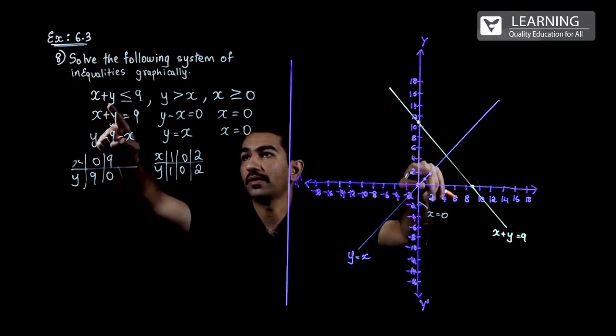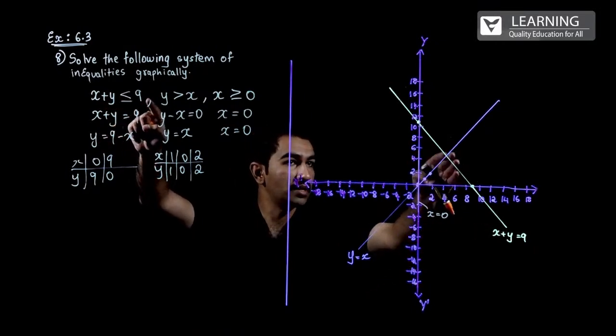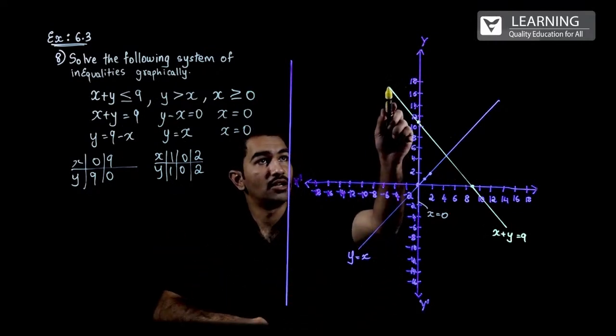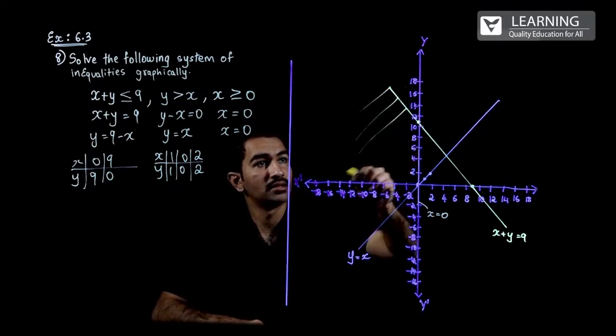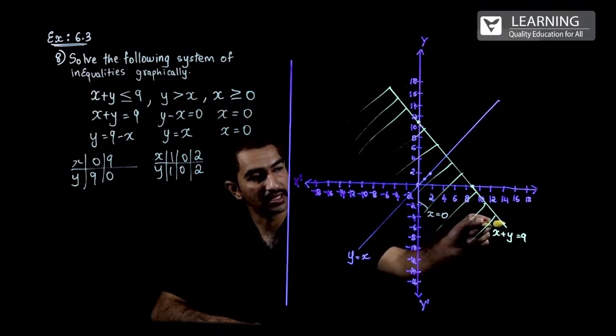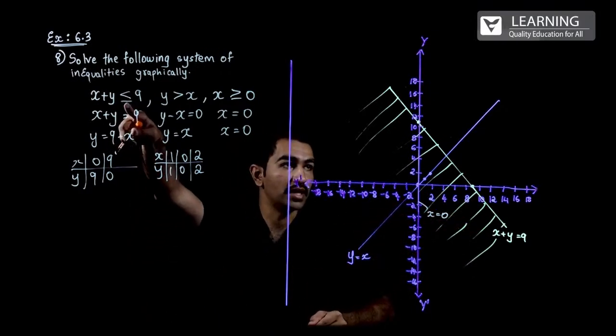Now go back to the inequality. x plus y is lesser than or equal to 9. Lesser than or equal to 9 means all this area. All this shaded portion, including the line, is representing x plus y is lesser than or equal to 9.